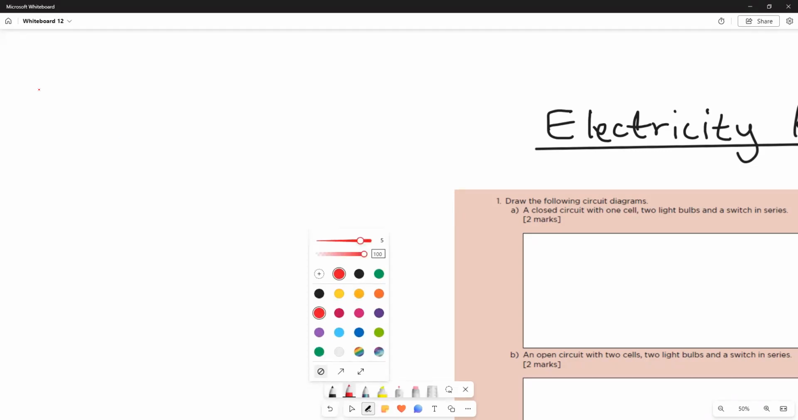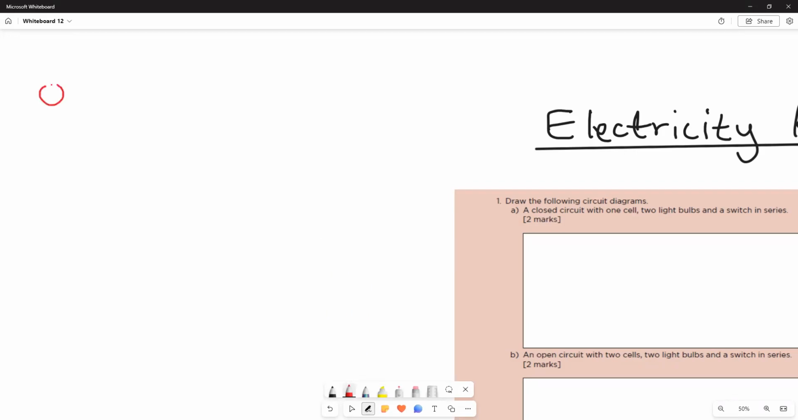So the first symbol that I'm going to start with is the ammeter. This is the symbol for an ammeter. We call it an ammeter. An ammeter basically measures the flow of electric current. Okay.